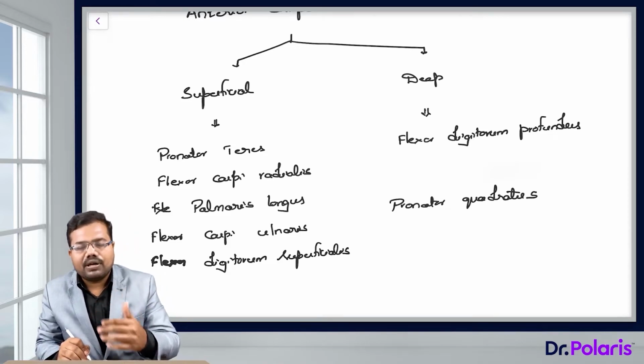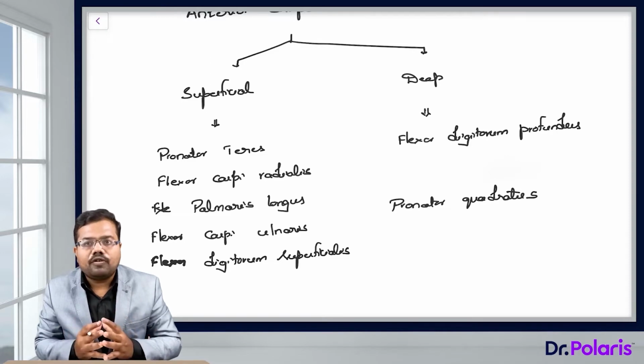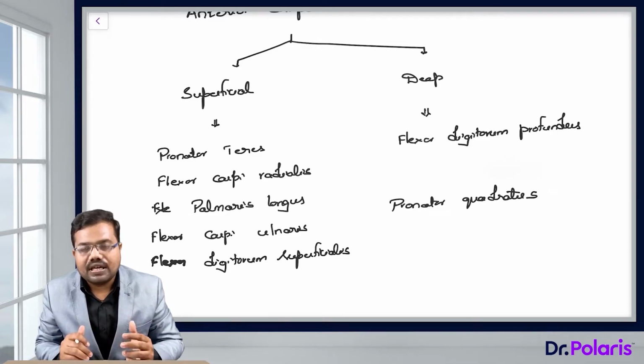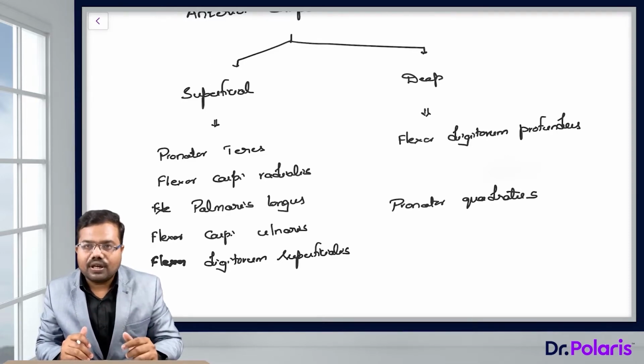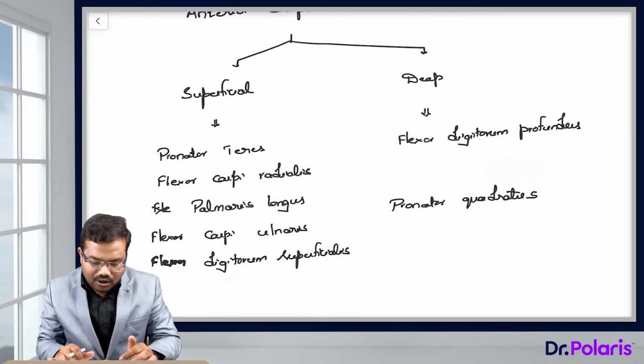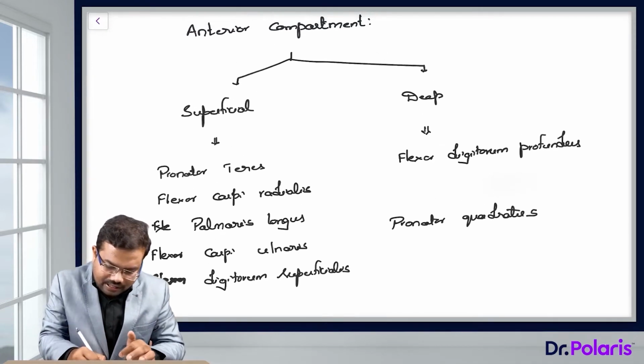So let's discuss one by one. After completing this group of muscles, then we will enter into the vessels and finally the nerves. This is the sequence that we will go. So first, in the anterior compartment, we are discussing the muscles. Let's complete the muscles first.